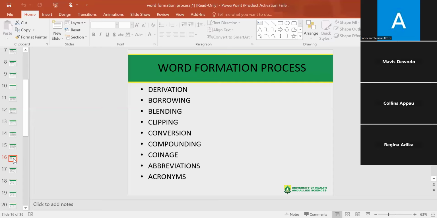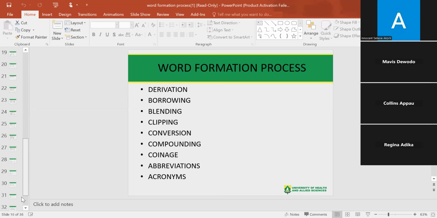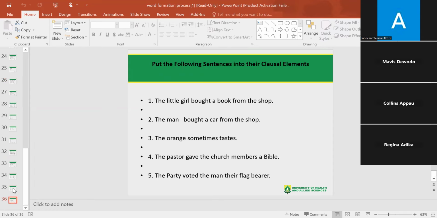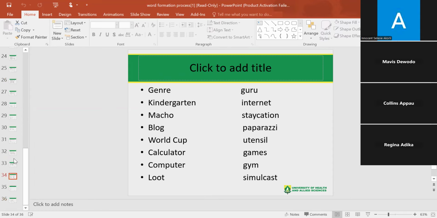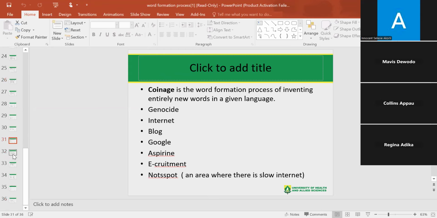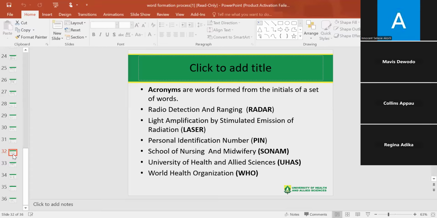We saw derivation, borrowing, blending, clipping, conversion, compounding, coinage, then abbreviation, and acronyms. These are very close, but we can differentiate between them. So acronyms are words formed from the initials of a set of words.